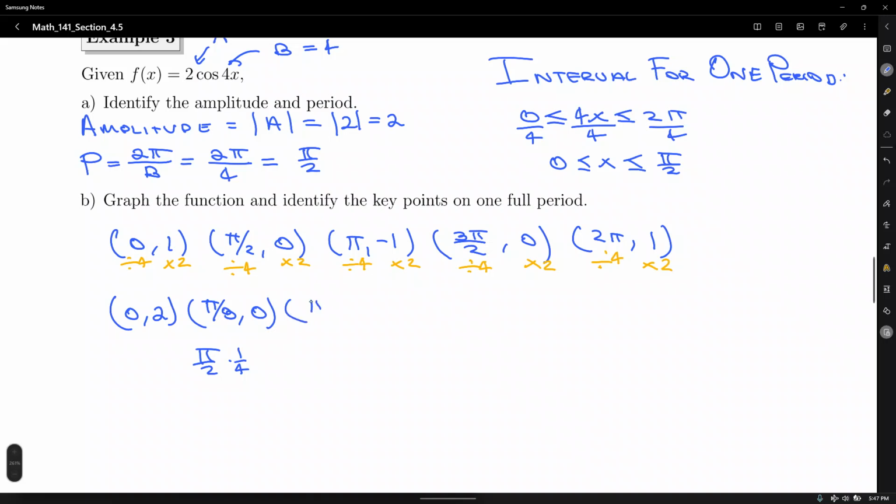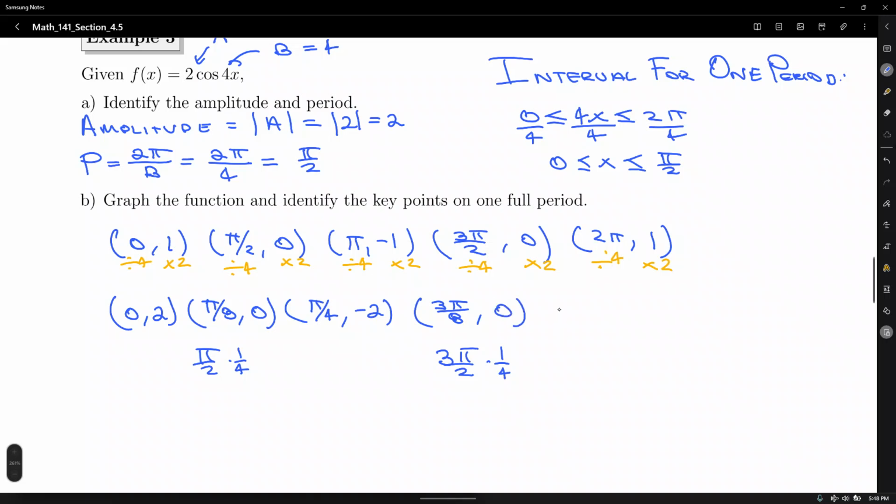Pi divided by 4, that's pi over 4. Negative 1 times 2, that's negative 2. 3 pi over 2, okay, let me write this one down. 3 pi over 2 divided by 4 is the same as multiplying by 1/4, and that is 3 pi over 8. Then 0 times 2, which is 0.